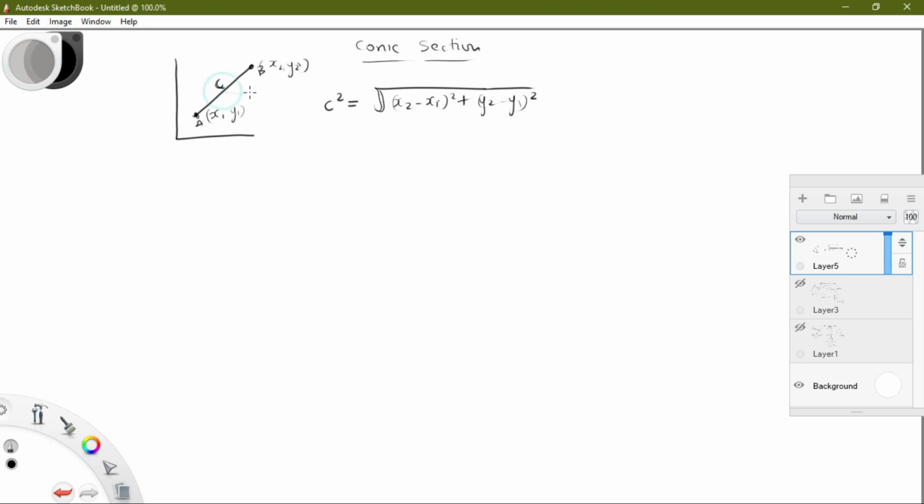And if you are to find the midpoint of this line, then it's actually simple. This midpoint, which is this place, the midpoint of C, the coordinate of the midpoint will then be (x2 plus x1) divided by 2, comma (y2 plus y1) divided by 2. It's just as simple as that. It's just as if you're finding the average of the 2 points.